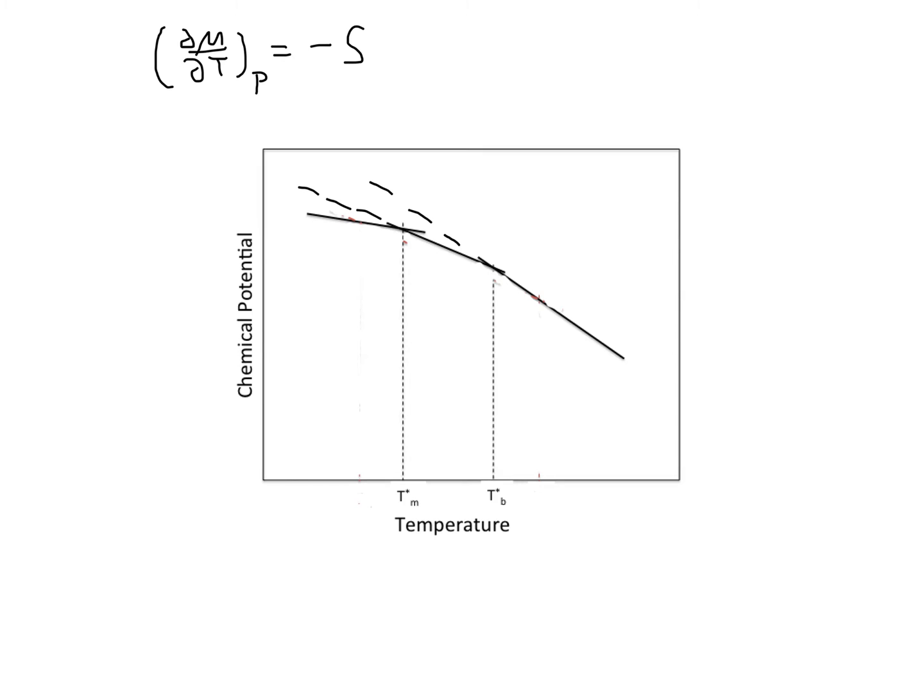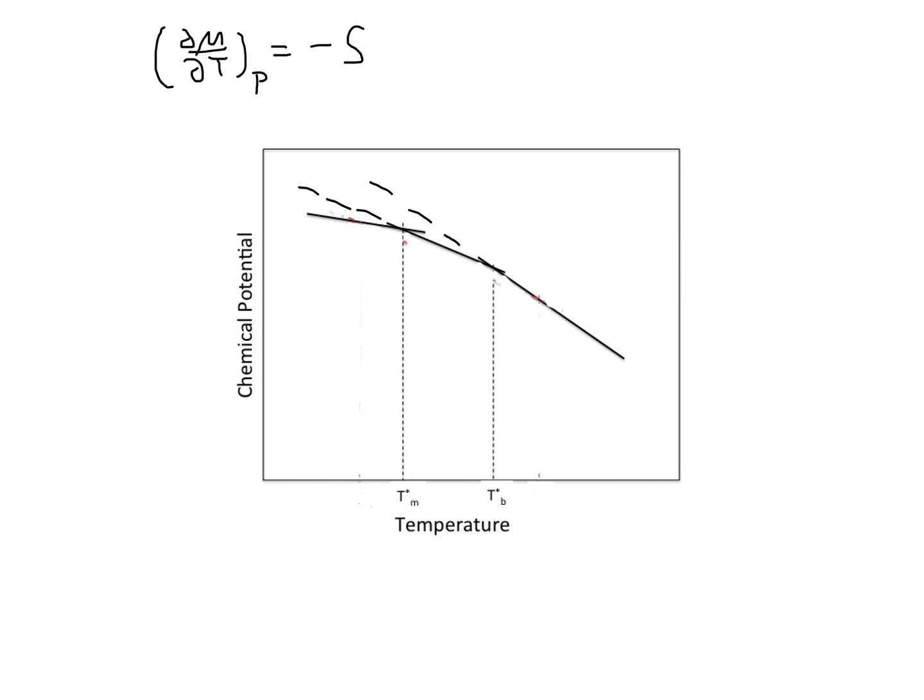Likewise, at temperatures between the melting point and the boiling point, you can see that the liquid has the lowest chemical potential, and so the spontaneous direction is always to form the liquid, and thus substances exist as liquids between their melting and boiling points. Finally, at temperatures above the boiling point, the gas phase has the lowest chemical potential, and that is the phase which will naturally exist at temperatures above the boiling point.